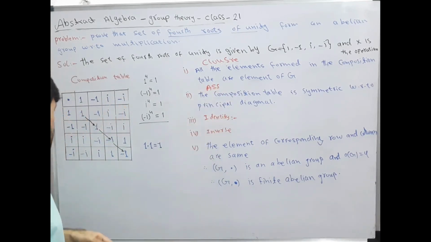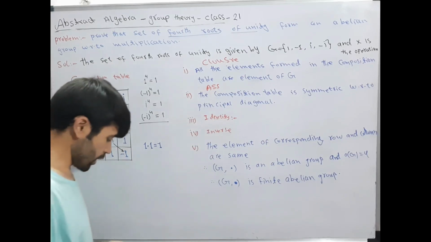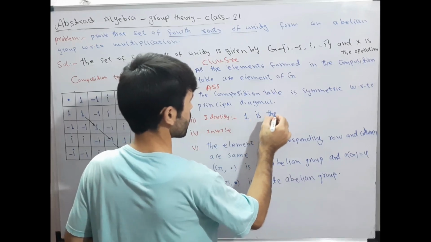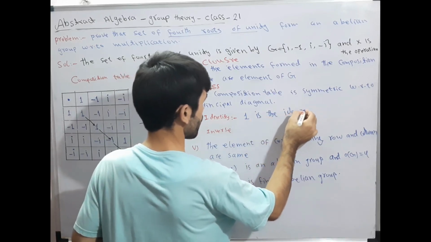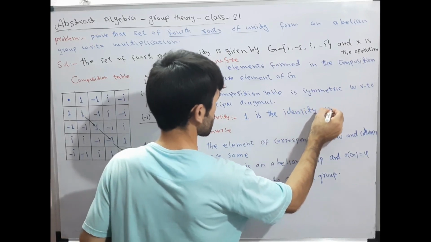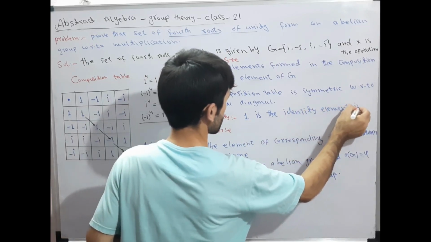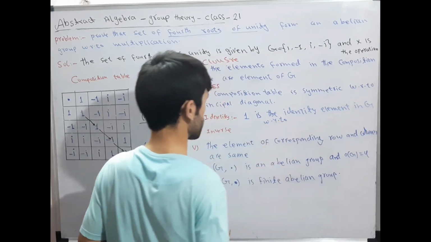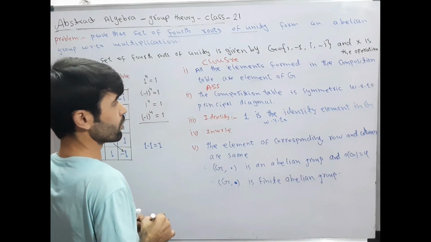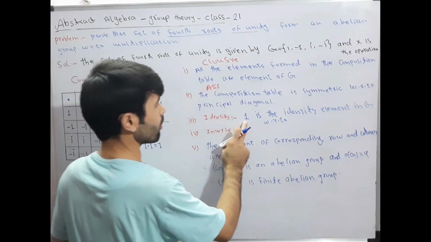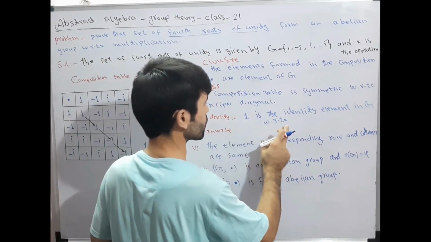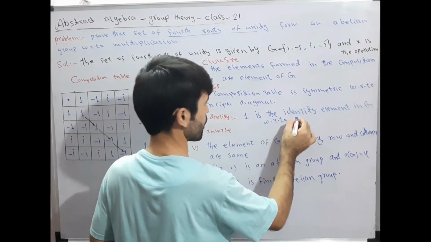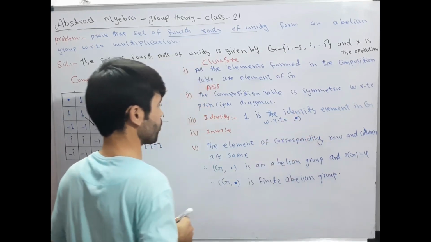Identity element: here, 1 is the identity element in G with respect to multiplication.